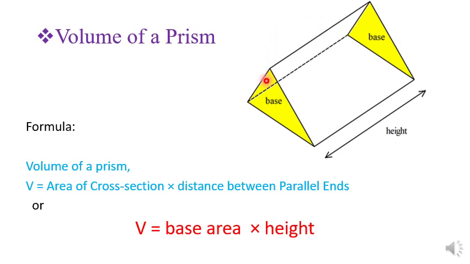Like this solid, you can find the area of this yellow part. After that, take that area, multiply with the height of it, and you will get the volume of that prism. Okay, so to be clear, let's see the example, class.